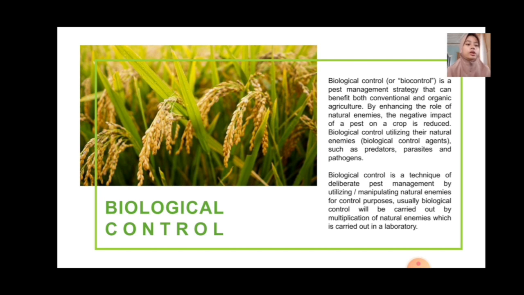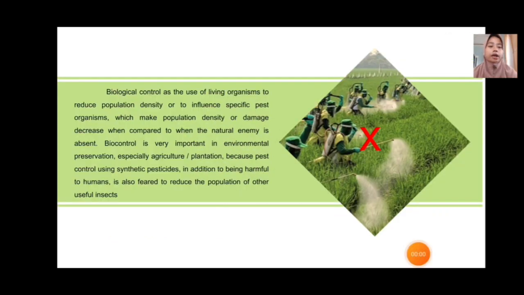Usually, biological control is carried out by multiplication of natural elements in the laboratory. It is the use of living organisms to reduce population density or influence a specific pest organism, so that the population density decreases compared to when the natural enemy is absent. Biocontrol is very important for environmental preservation, especially in agriculture, because pest control using synthetic pesticides, in addition to being harmful to humans, also reduces the population of other useful insects.